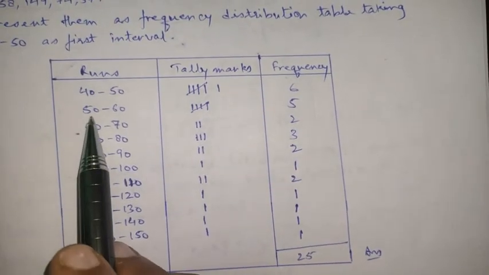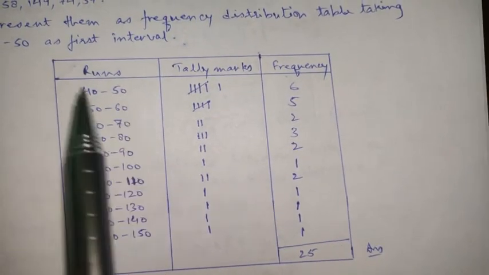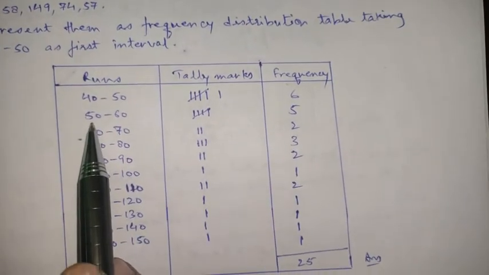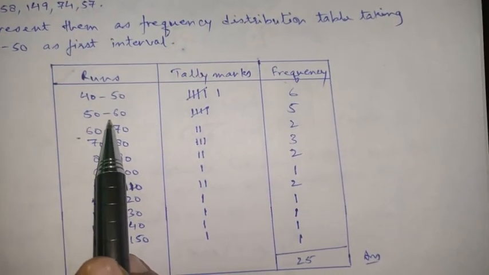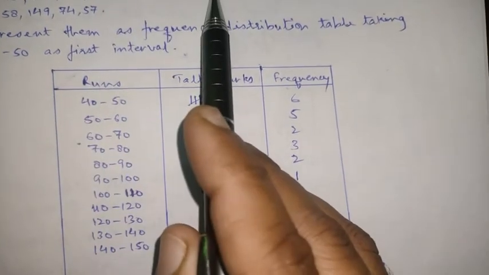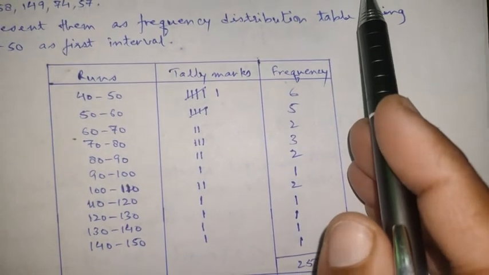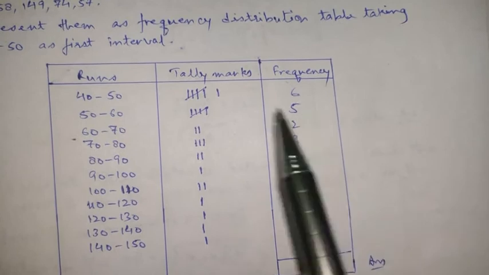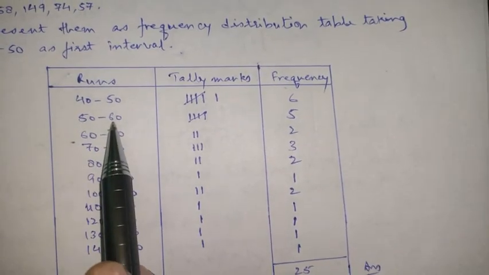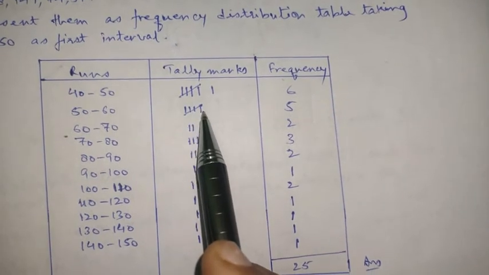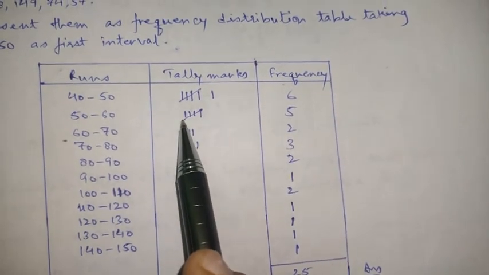Similarly, for the next class, 50 to 60, you are going to search out for the values from 50 to 59. So 58 is one value, 52 is another value, and in that form there are 5 such cases in which the values are lying between 50 and 60. So 5 I am going to express in tally marks as 1, 2, 3, 4, and for 5 again you are going to put a slash.